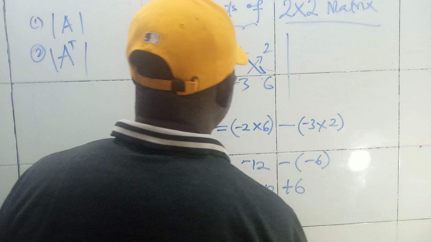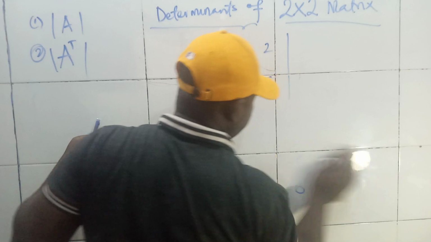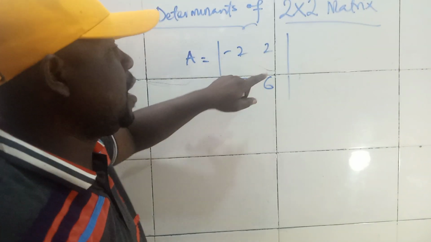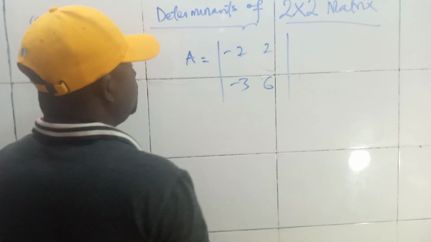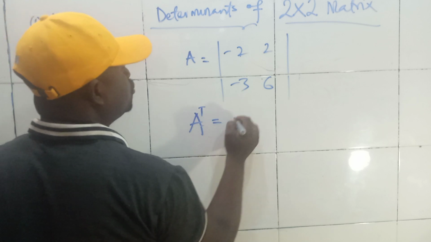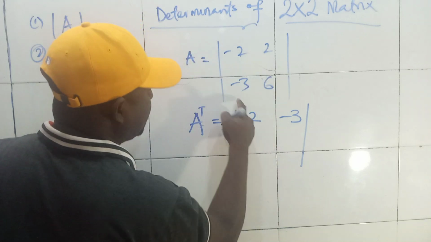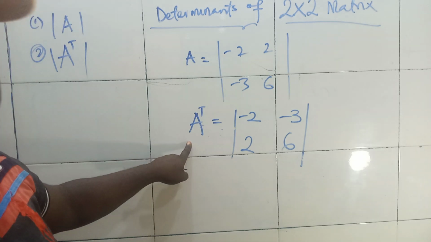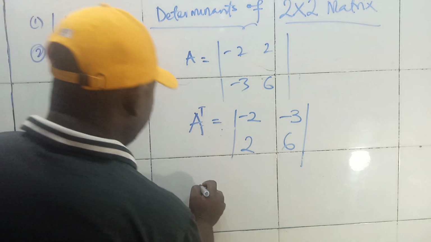So the last one said find A transpose determinant. Just follow me. For A transpose determinant, it means that I'll first of all do the transpose of this. And we want to do transpose of a 2 by 2. It means that this one will come here, while this one will climb up. So A transpose is equal to minus 2, this one will climb up, this one will now be minus 3, and this one will climb down. So we have 2, 6. This is A transpose. Then since you have gotten the A transpose, you can now go ahead and solve for the A transpose determinant.